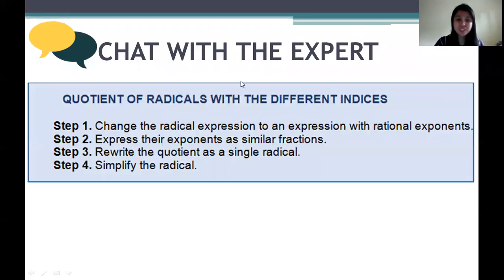Let's go to the quotient of radicals with different indices. Now, how will you do it? The same with the multiplication. Step 1, we change the radical sign to a rational exponent. Step 2, we express them in similar fractions. Step 3, write it back to a radical form, and then we simplify. Example. Ready?